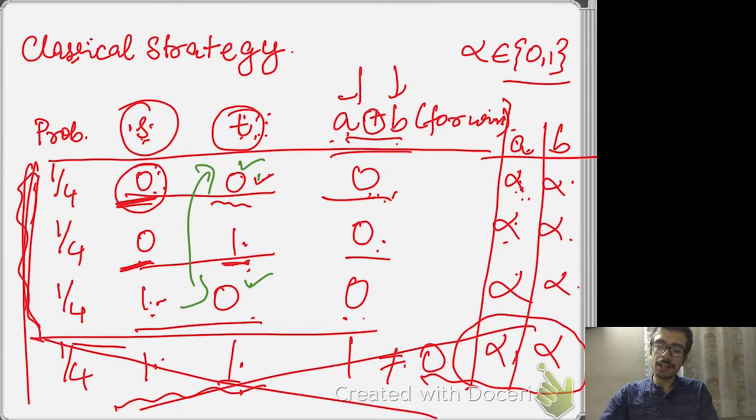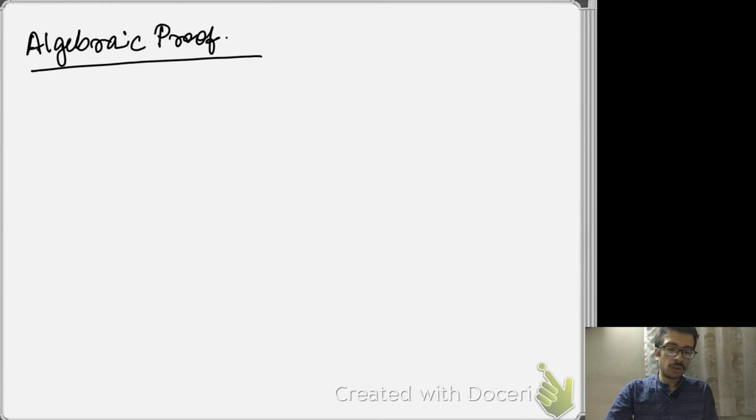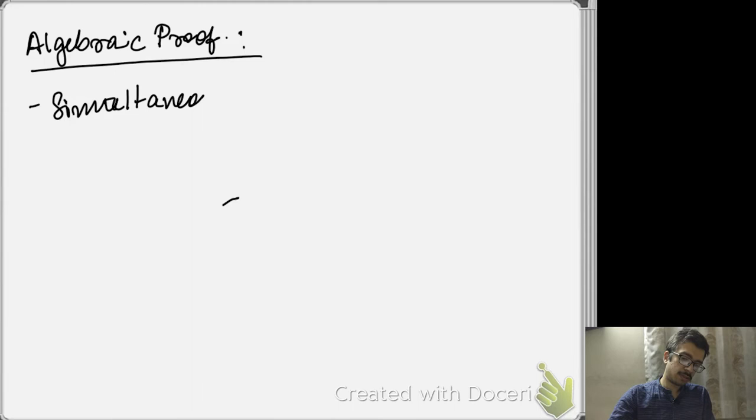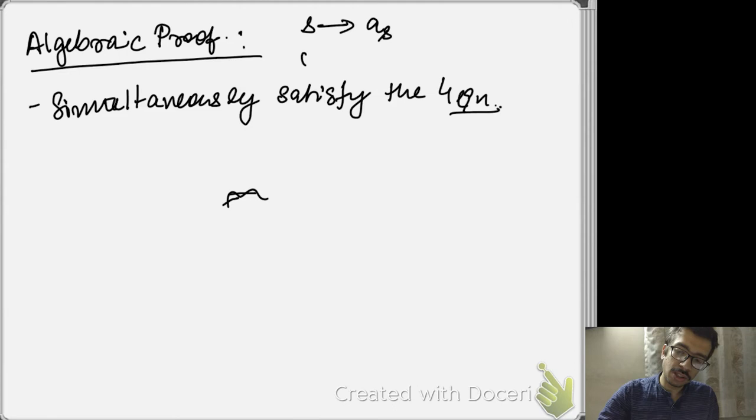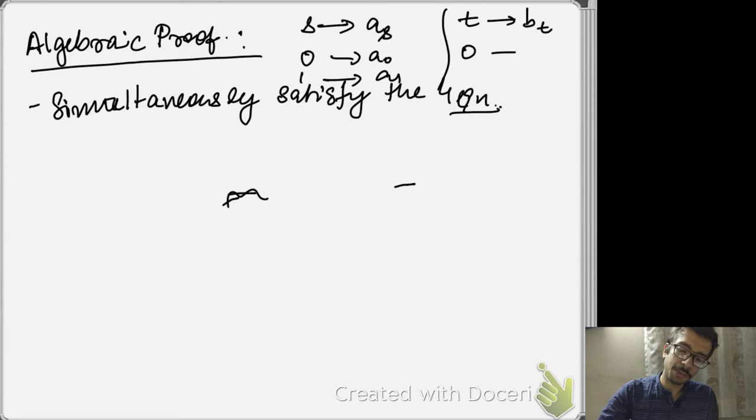Another way is a more algebraic one. So let's see. So algebraically, we want to simultaneously satisfy these 4 equations. So let me say that when S is input, Alice outputs A_S. So S can be 0 and 1. So when input is 0, Alice outputs A0. When input is 1, Alice outputs A1. So these are all bits. Similarly, when input is T for Bob, it outputs B_T. So when T is 0, it outputs B0. When T is 1, it outputs B1.